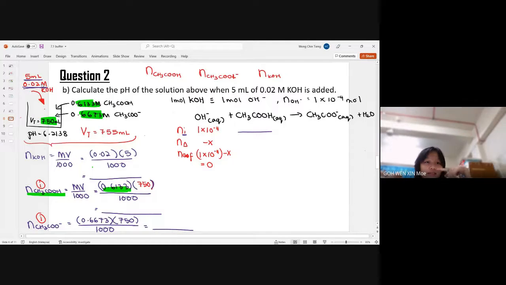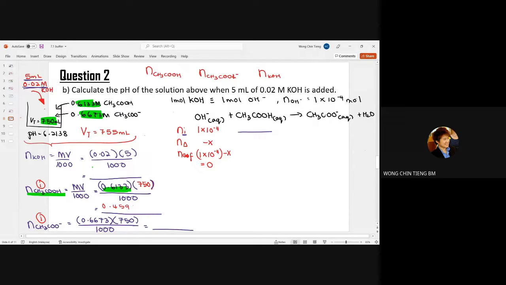0.45998. Do not round off. We are talking about small changes, so do not round off. This is the number of mole initial, the one you calculated earlier. Put it in. The number of mole initial right now is 0.45998. Now that you already know the number of mole, you can definitely get the X. Find me the new pH, or find me the number of mole final.